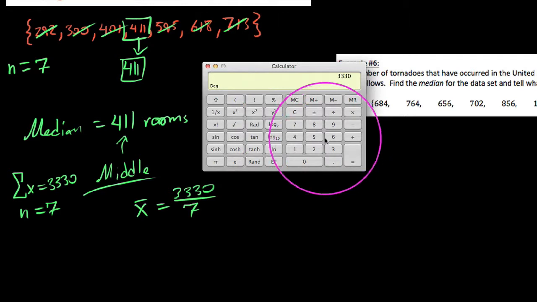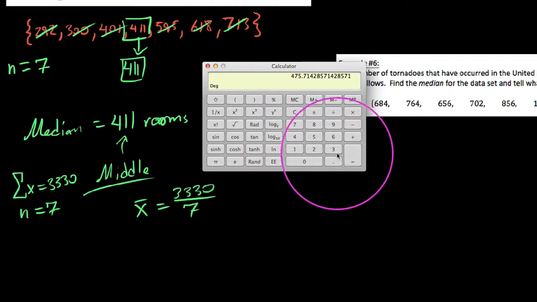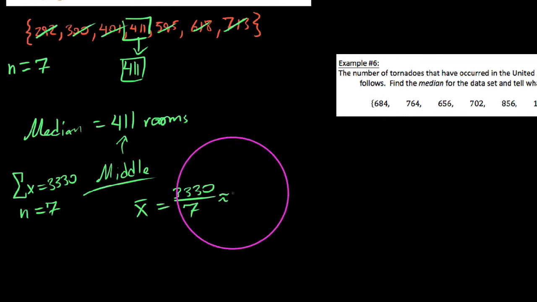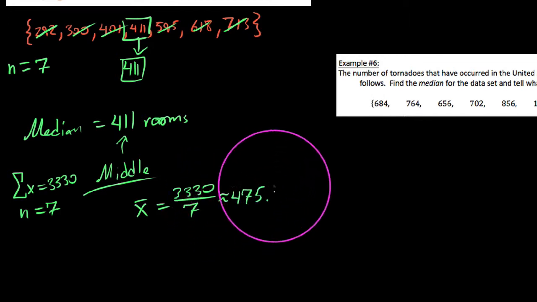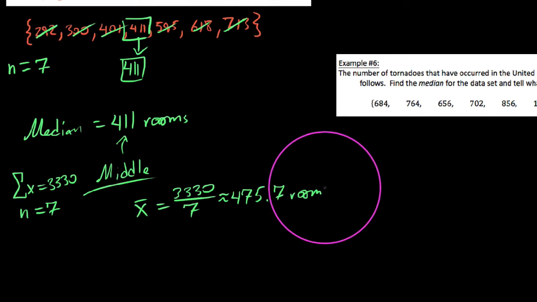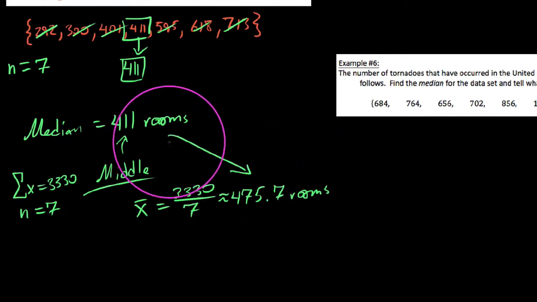So what we end up with is this. We say divide by 7. We'll round out to one extra place value. So 475.7, so approximately 475.7 rooms.